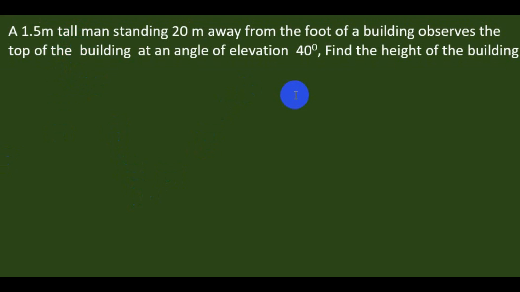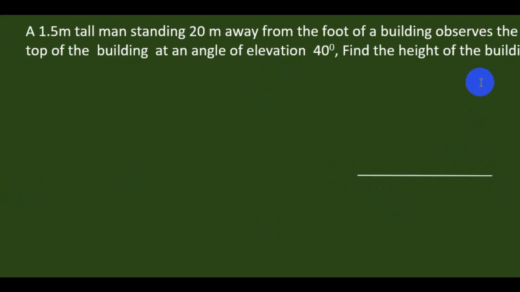First of all, we need to draw a figure as set in the question. Here I am drawing the level ground at first. There a building is there. We need not draw an exact building, just a line. This one represents the height of the building. From the foot of the building, somewhere here, 20 meter away, a 1.5 meter tall man stands.